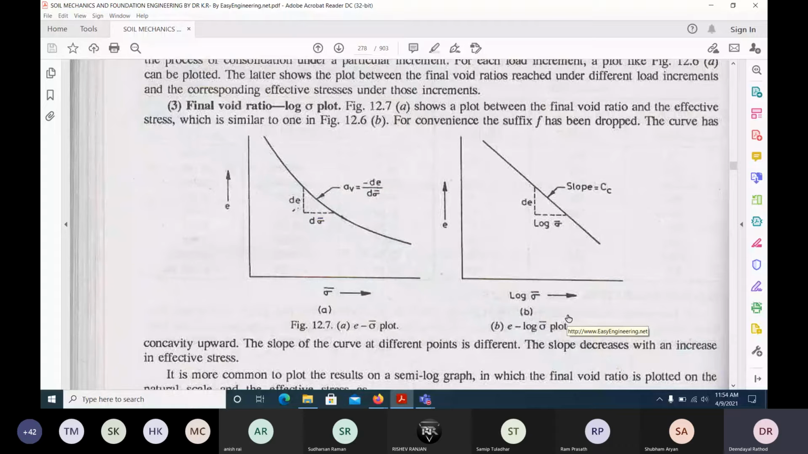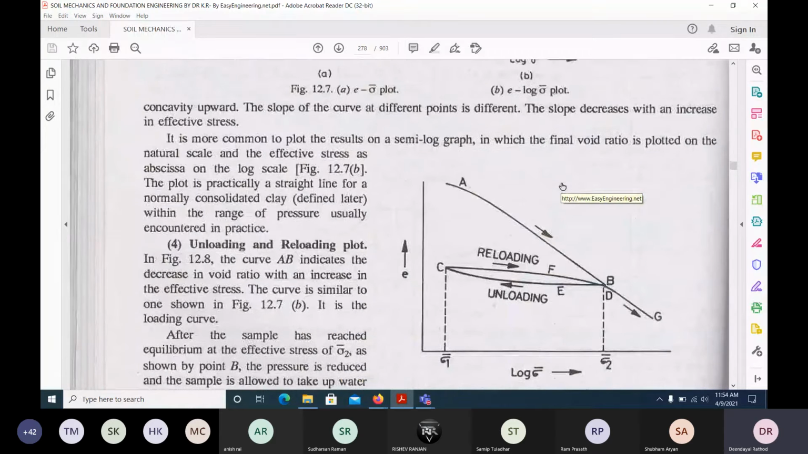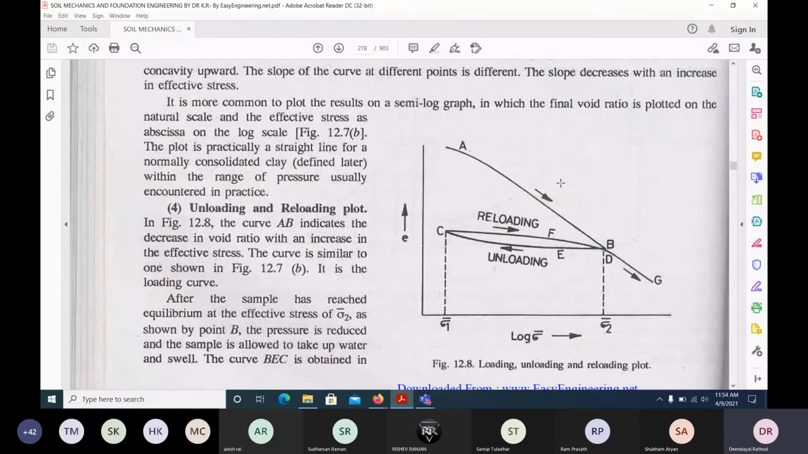So remember, in this chapter we generally try to plot the e log P curve for consolidation. Everything is based on this e log P curve only. The slope of this e log P curve is called the compression index. So there are some basic definitions given. And if you see this particular curve, in consolidation we not only do loading, we do unloading also.